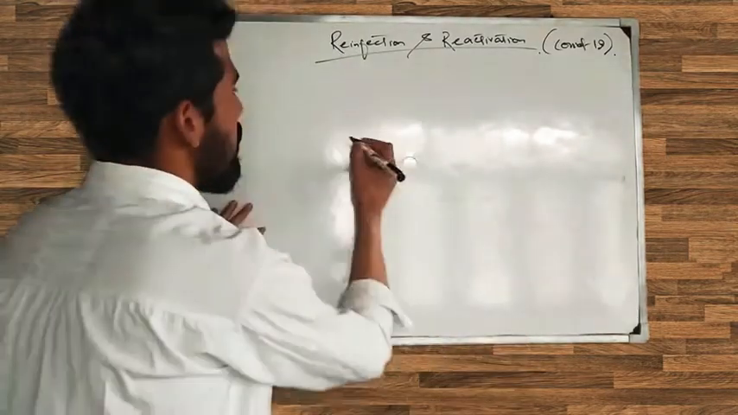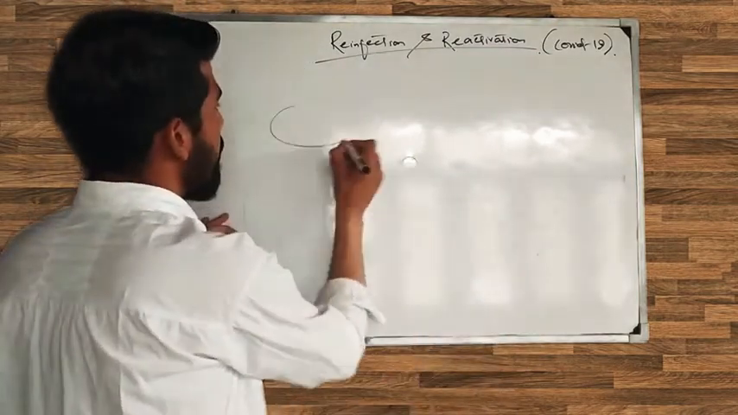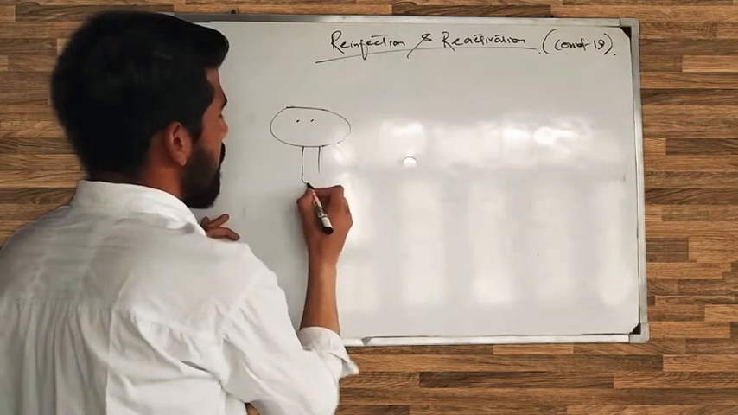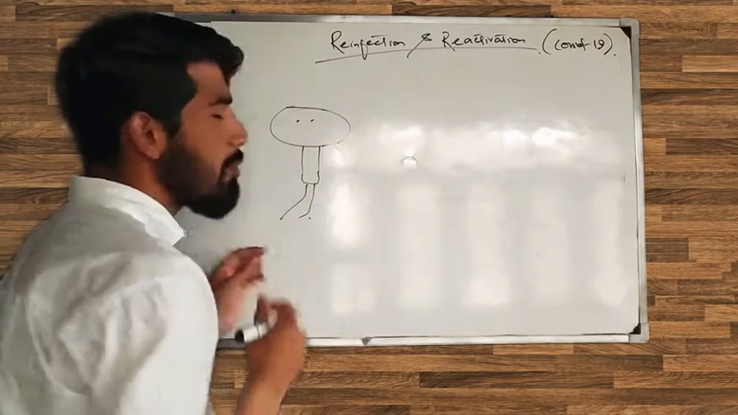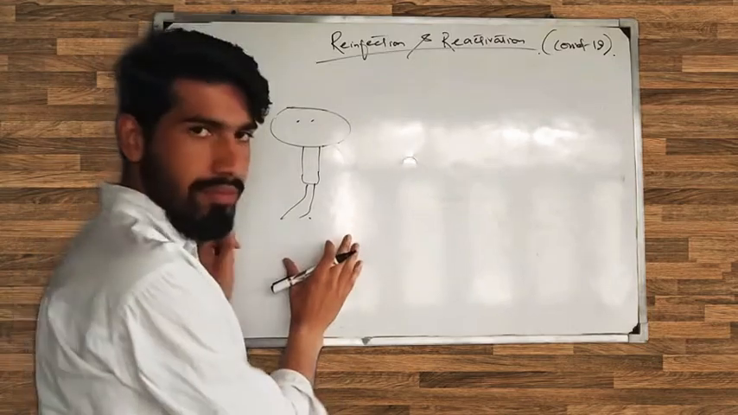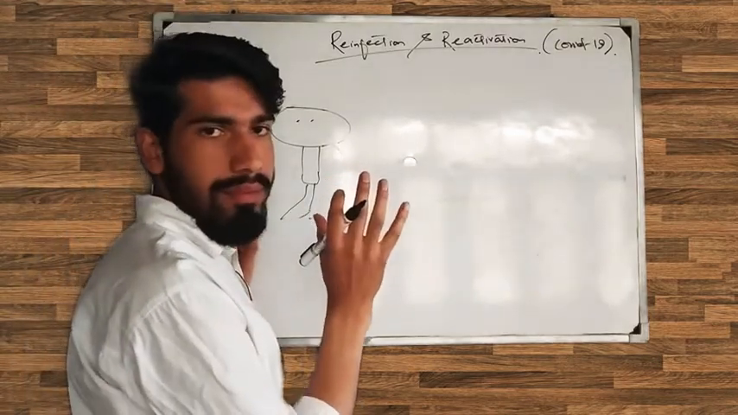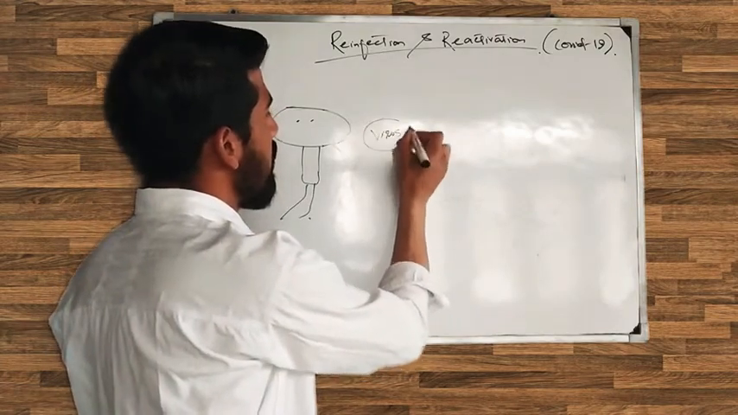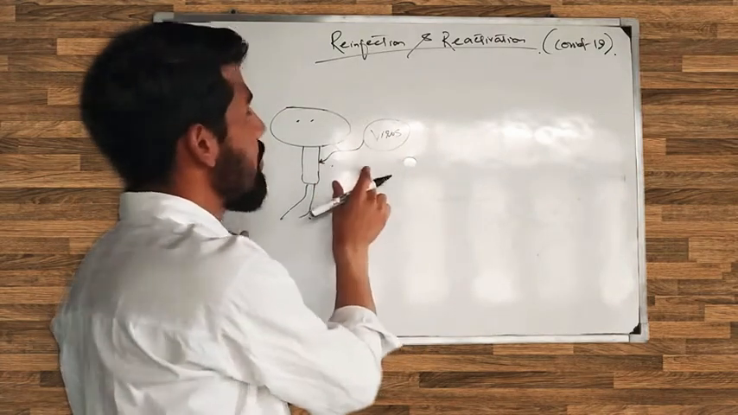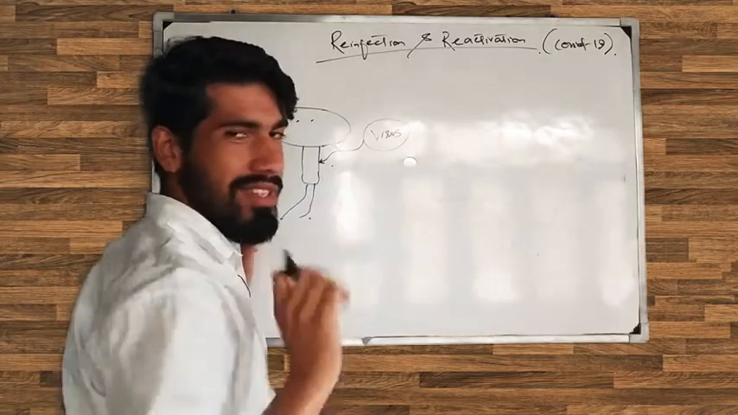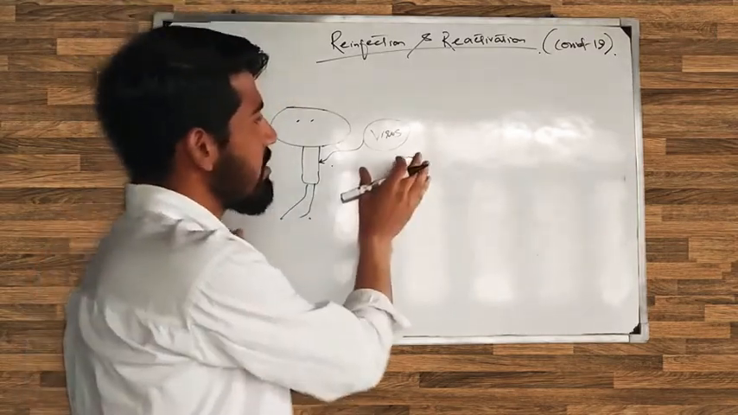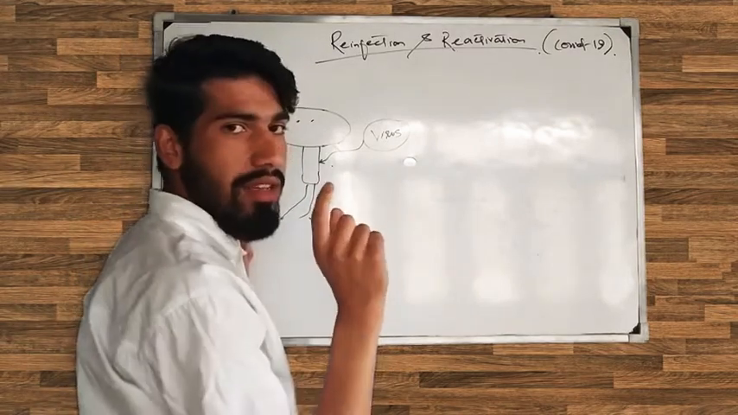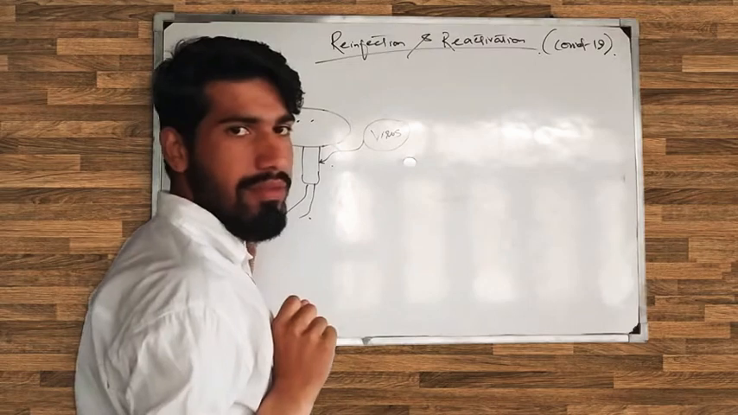So let's assume this is the body. Suppose this is the person, infected by the virus. What happens actually in this body? The virus is detected by some cells. That's where the immunity first starts. That's called the innate immunity.